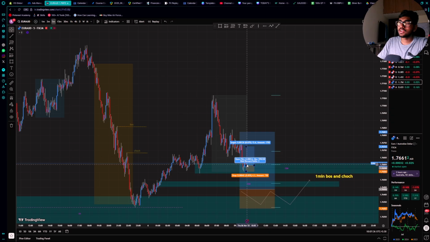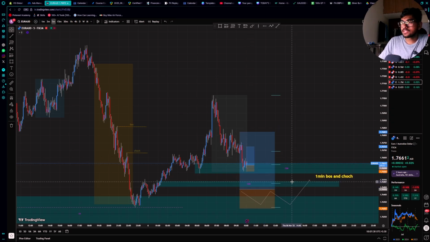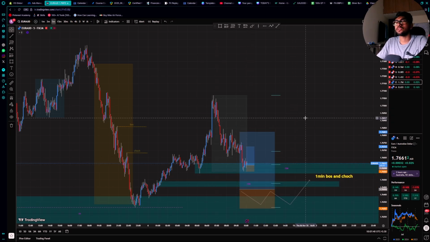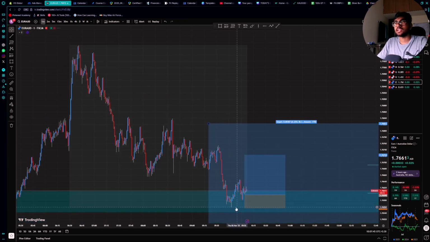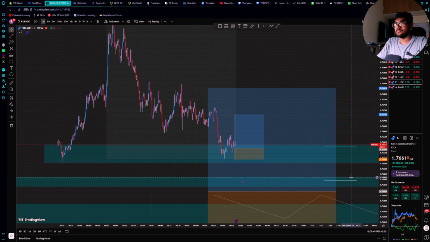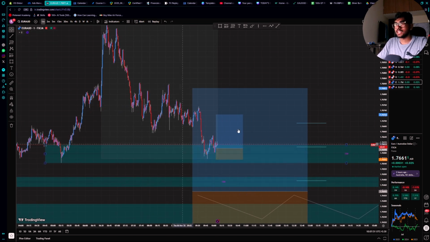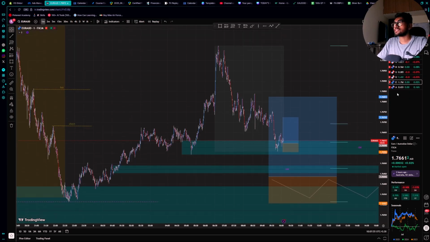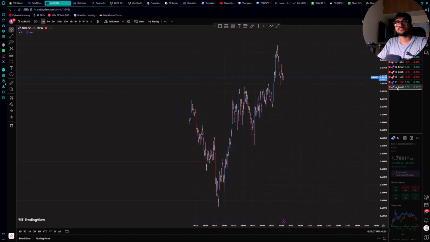But I would like price to come back into this 15-minute order block and then try to go up. But let's see, right? I don't know if I'll be entering because I really don't like entering on the 1 minute. And especially without the bias yet confirmed, but we'll have to wait and see. If I miss this setup, I miss this setup.